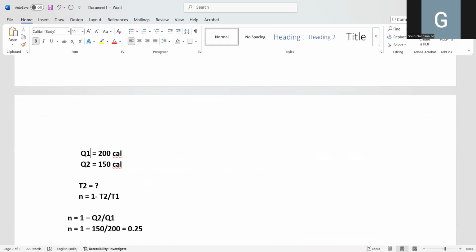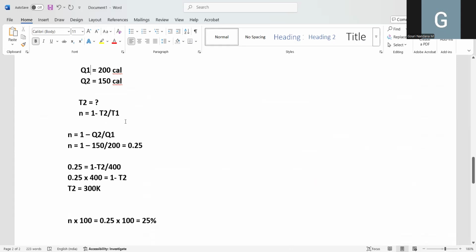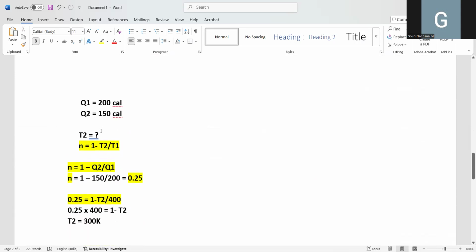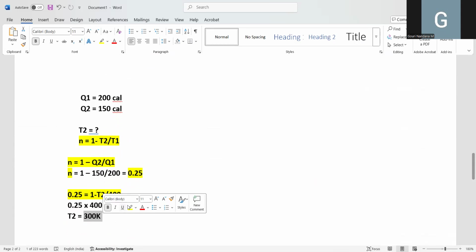So according to the efficiency equation, η = 1 − T2/T1. We can also express this equation as η = 1 − Q2/Q1. We have the values for Q2 and Q1, substituted, so you will get a value that is 0.25. That is η. Okay, so now you can substitute these values into the efficiency equation. So η, that is 0.25, is equal to 1 − T2/T1. T1 is given in the question, that is 400. So when you solve this, you will get the value of T2 as 300 K.